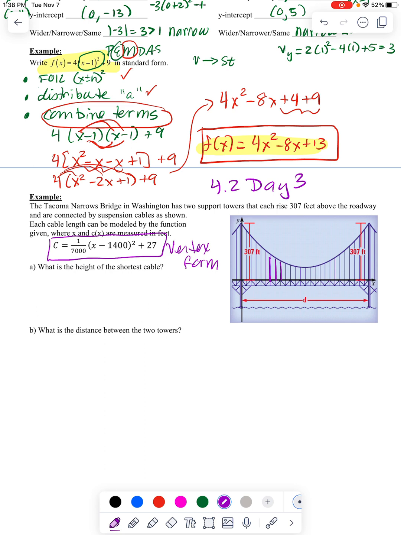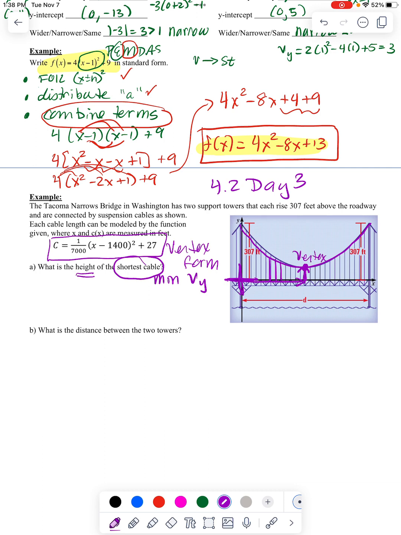Okay, so what is the height of the shortest cable? Keep in mind that we have a parabola following along the top of this bridge. So the shortest one is going to be smack dab right here at the minimum. So they're asking you for the minimum, but you want the actual value of it. And so they're asking for the y part of the vertex. Because if you think of this as your origin over here, you're going to be going over and then up to get to that vertex.